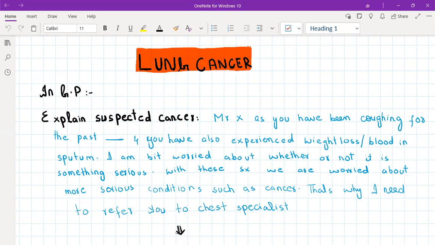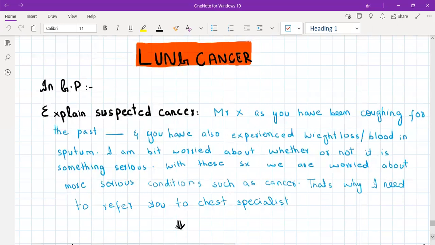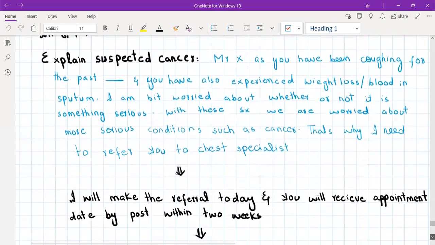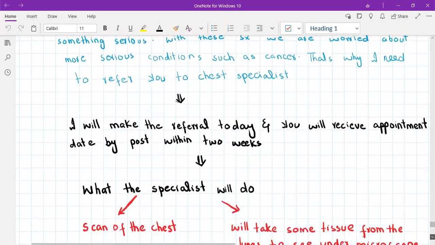and you have also experienced some weight loss, some blood in the sputum. So I'm worried about whether or not it's something serious. And with these symptoms, we are worried about some serious conditions such as cancer. That's why I need to refer you to a hospital, to a chest specialist. So you have to name the specialist, that a chest specialist is going to see you.